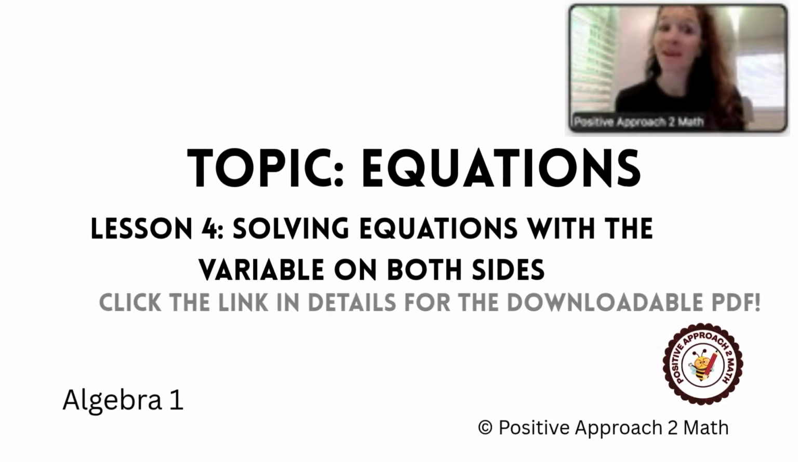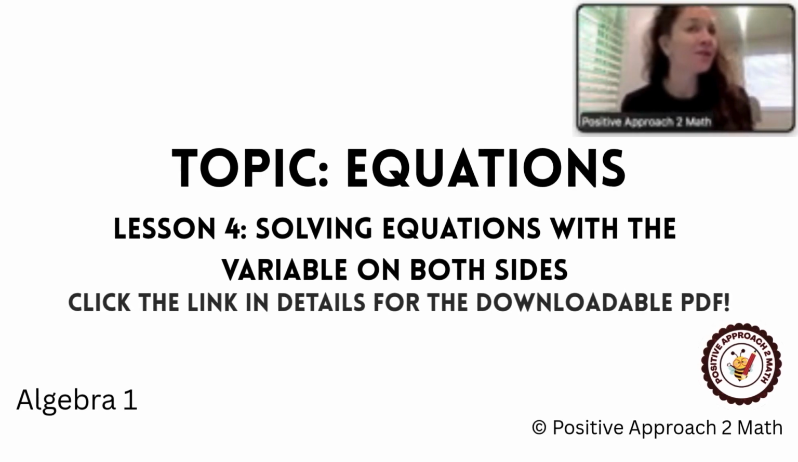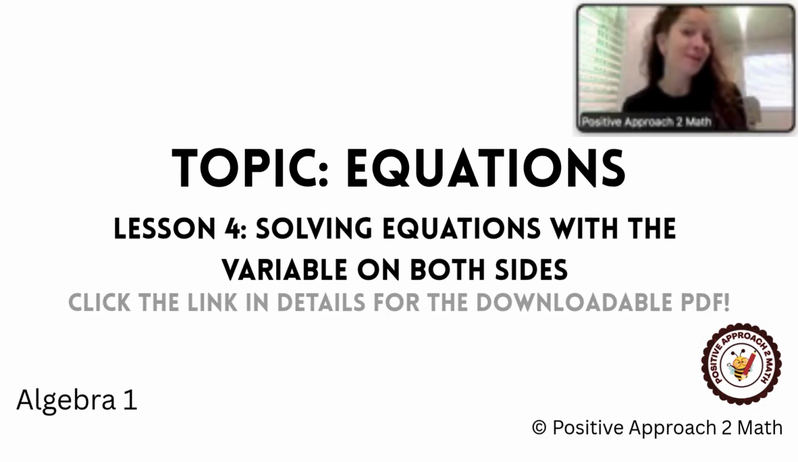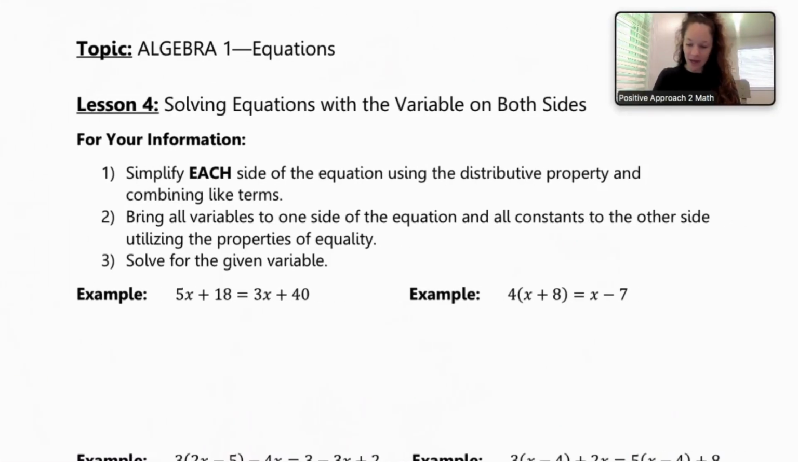We are moving right along in our equations topic. We have been solving equations for the past couple lessons, but now we're going to amp it up and put a variable on both sides of that equal sign. So everything that we've done thus far is going to still come into play. We just have to make sure we get our variable all to one side so we can solve for that variable. So let's take a look at some of the key information here as we start this process.